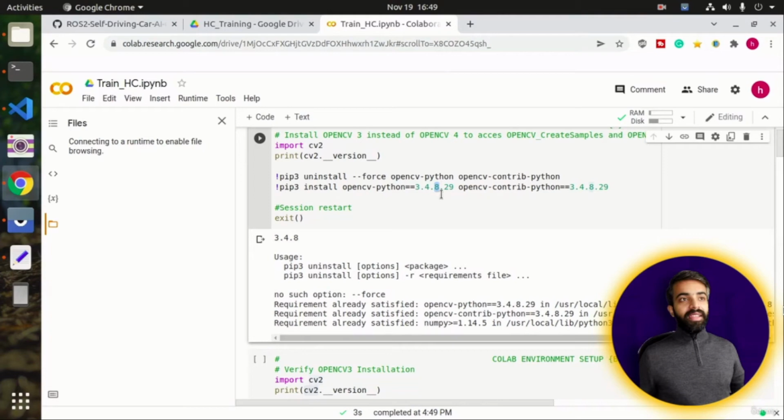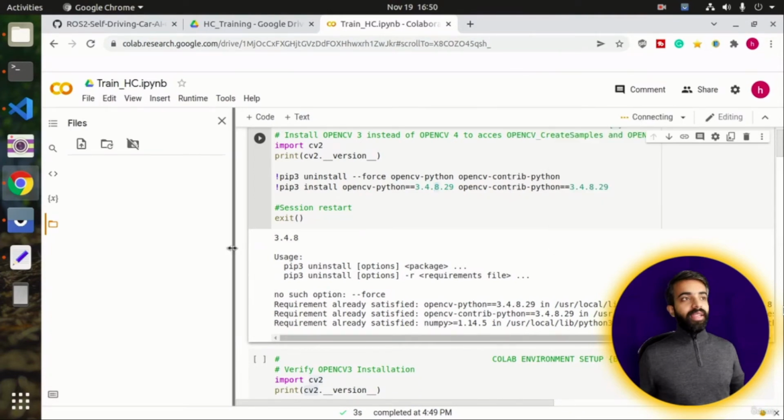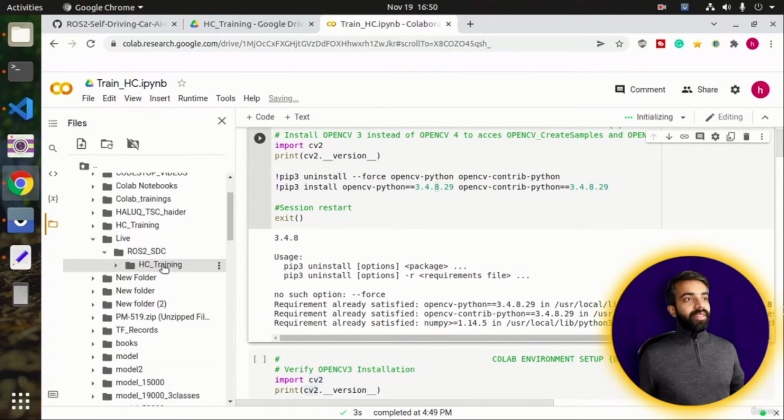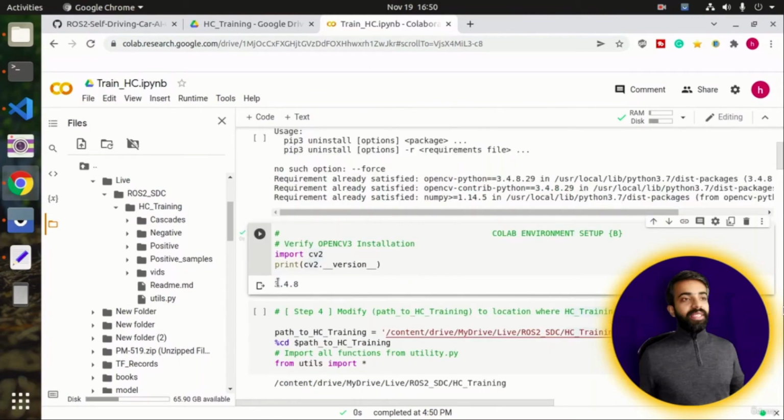Now, as you can see, the files are not showing at this moment. All we need to do is click this connect to a hosted runtime, and it will get displayed. And then we navigate to our directory, that is Haar cascade training. Inside this, you will see all the files that are also present inside our local directory of Haar cascade training inside our repository. After this, we can navigate to the next step, that is, check our current OpenCV version, which you can see is OpenCV 3.4.8.